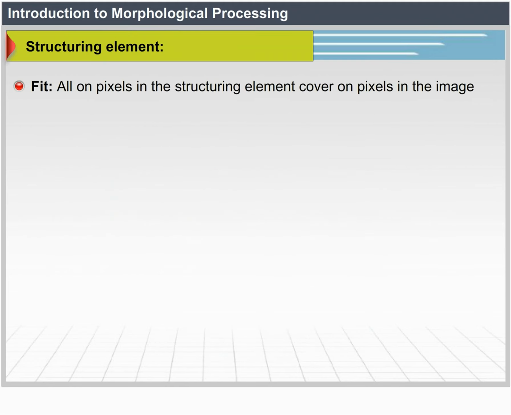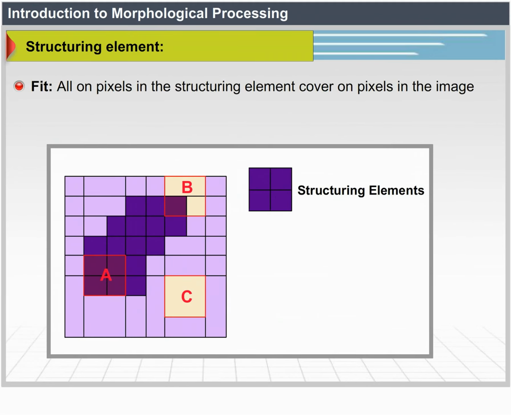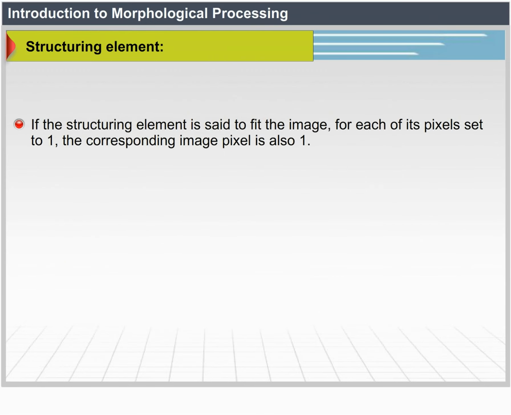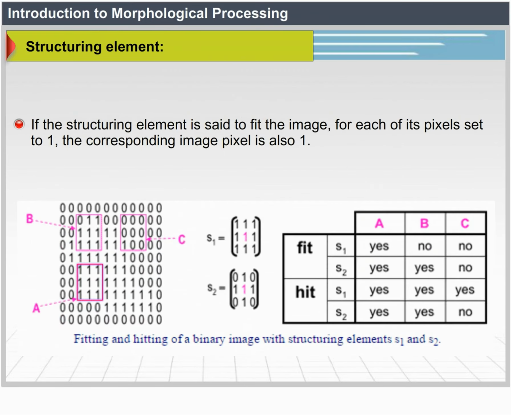Fit: all on pixels in the structuring element cover on pixels in the image. Hit: any on pixel in the structuring element covers on pixel in the image. The structuring element is set to fit the image if for each of its pixels set to 1, the corresponding image pixel is also 1.